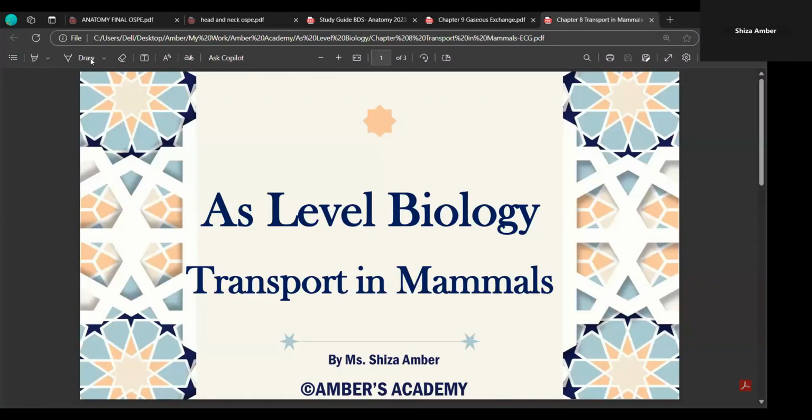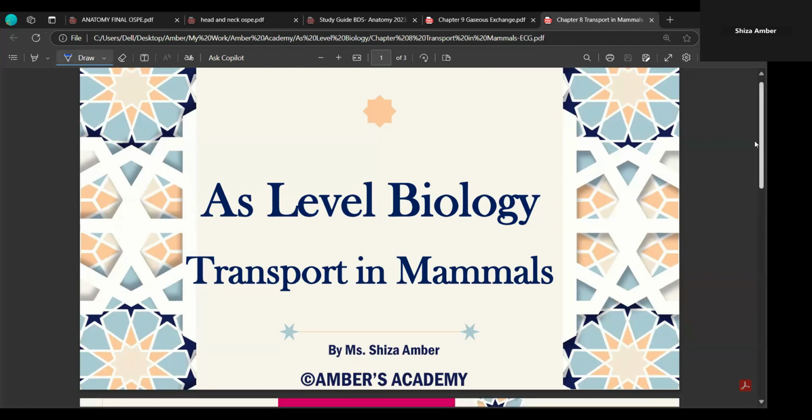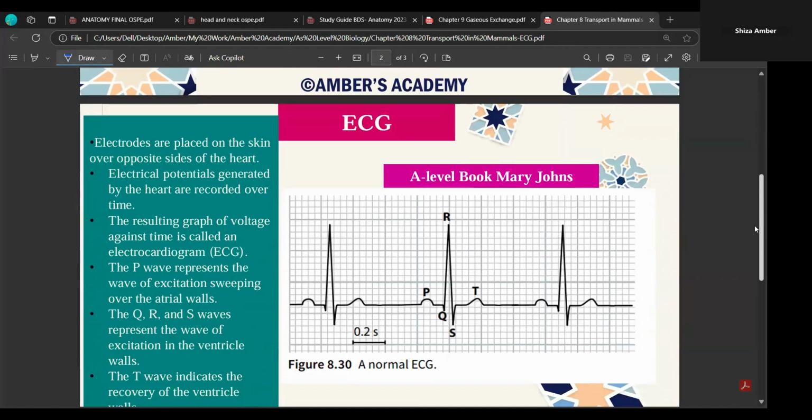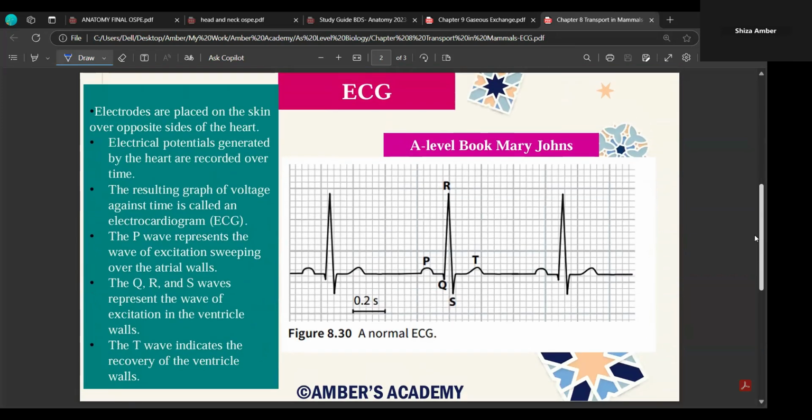Okay. So we just have one last subtopic for transport in mammals, which is ECG, and then we'll switch to gaseous exchange. So yeah, ECG is very easy to understand. It's not very difficult. You just need to see this graph, and this is it.